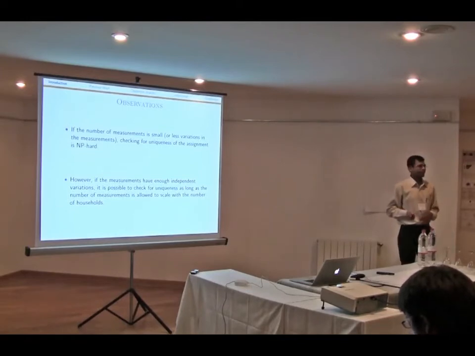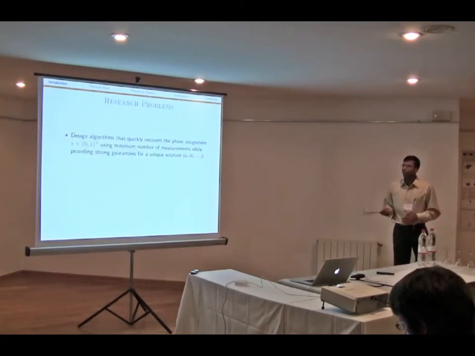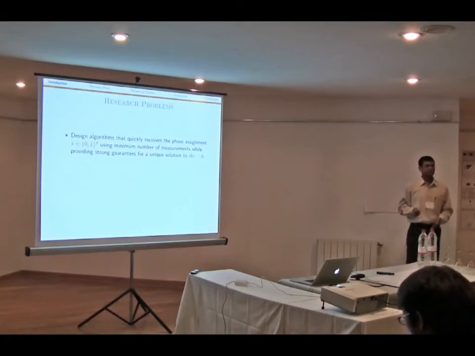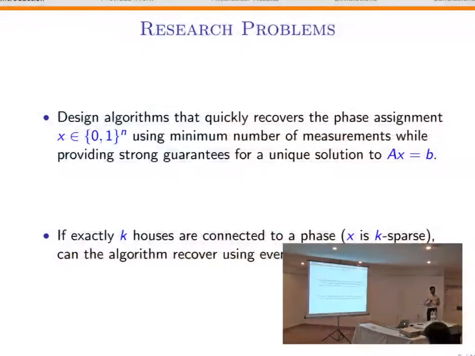But the question we ask is, is there a possibility that using a lesser number of measurements, we can still achieve uniqueness, so that the solver takes fewer measurements and we get the solution? This is the research problem we wanted to tackle, and for this talk I will focus on the case when it is known that the number of houses connected to a particular phase is some small quantity k.